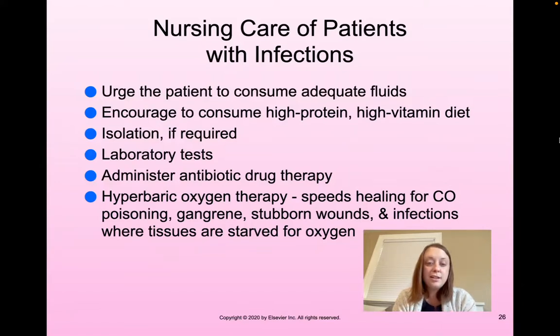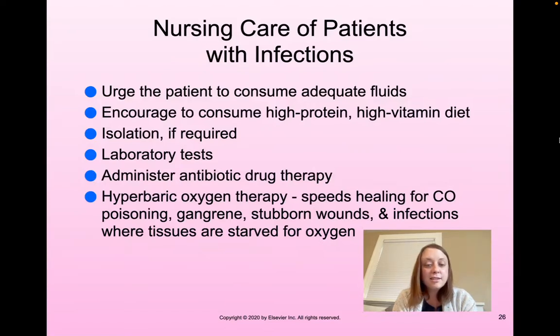If a patient is in need of being in isolation because of the particular organism that they have, then we need to make sure that we're complying with all the isolation requirements for that patient. We'll need to make sure that laboratory tests are done, that we're sending off urine samples as needed, blood samples as needed, and that we're following up to check what the results of those tests are so we can anticipate the treatment that will be needed.